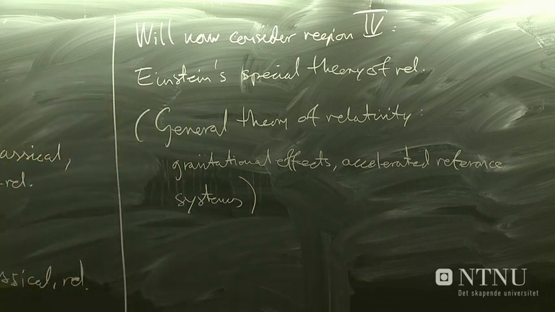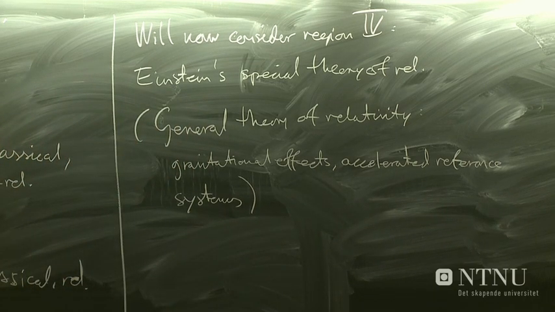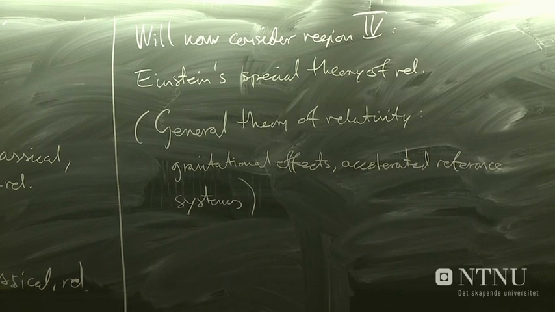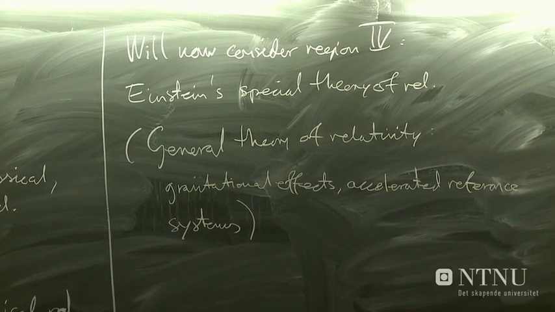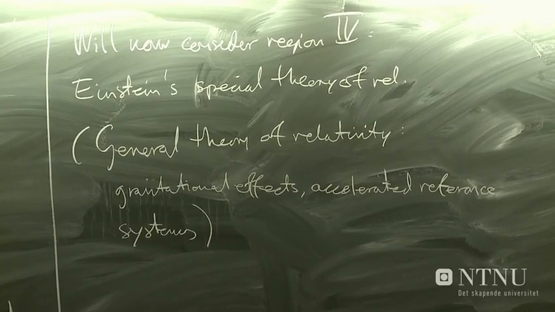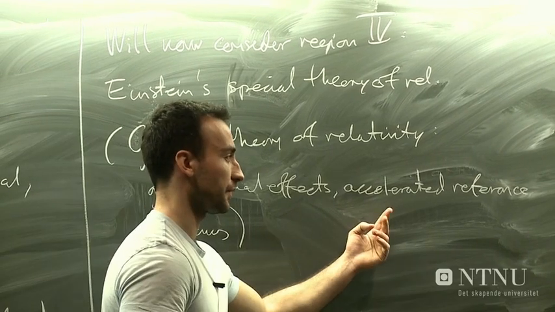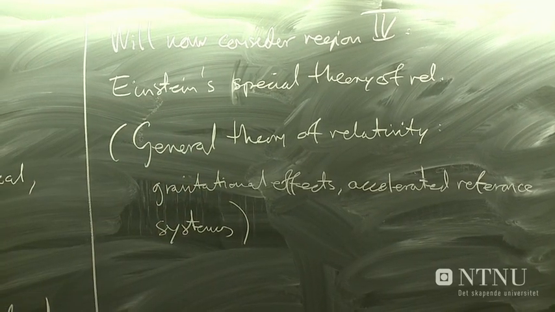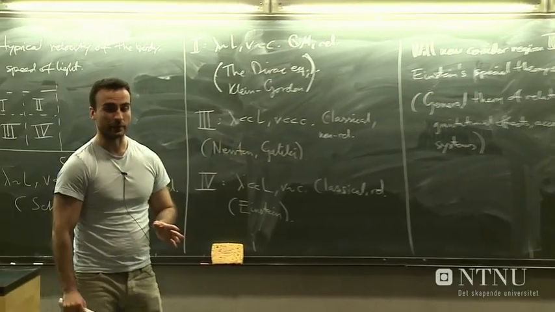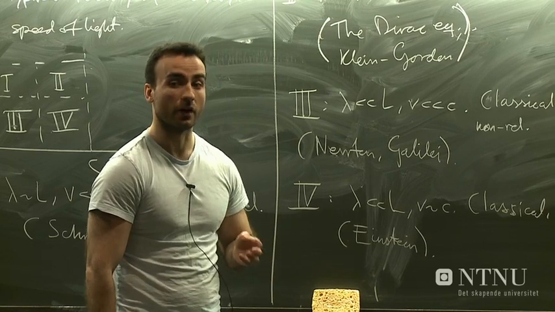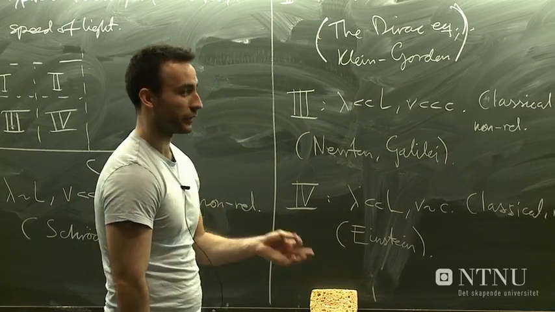Well, some of the main topics studied within the general theory of relativity are strong gravitational effects, which actually influence the homogeneity of space-time itself, and also accelerated reference systems. So in other words, within Einstein's special theory of relativity, we're going to concern ourselves with inertial systems, non-accelerated reference systems.